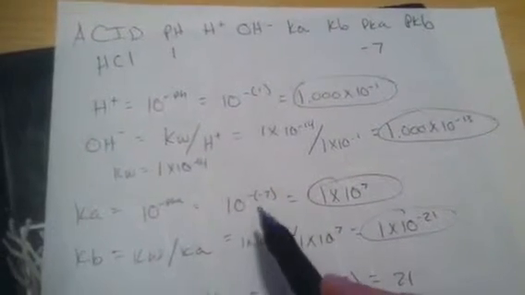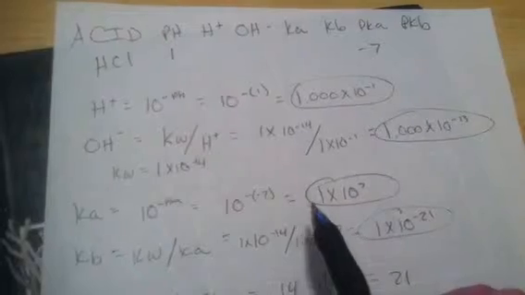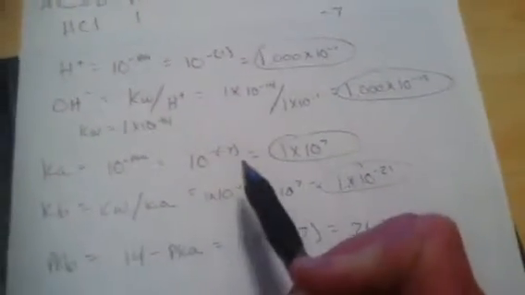For Ka, we're going to take the inverse log of pKa, which we were given right here. So all we do is plug that in here. Those negatives are going to cancel out and make a positive, and we're going to get 1 times 10 to the 7th for Ka. That's the Ka value.